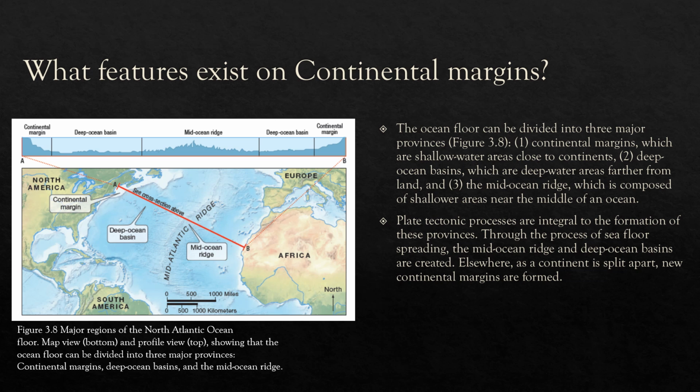So what features exist on the continental margin? We can say the ocean floor can be divided into three major provinces. Number one is continental margin, which are shallow water areas closer to the continent. As you can see in this picture, this red line, let me highlight it.